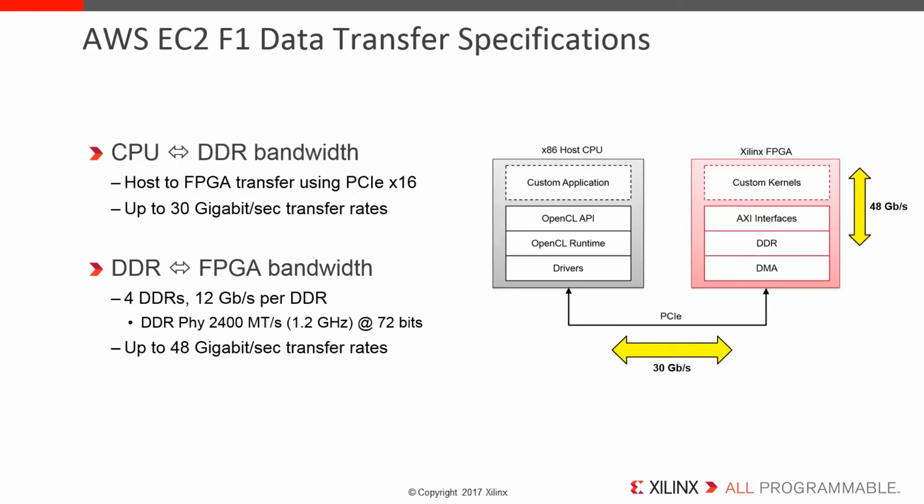If you look in more detail at the data transfer specification, you can see that up to 30 gigabits per second may be transferred from the host to the FPGA over a Gen 3 x16 PCIe link. Each FPGA connects to 4 banks for DDR, providing 48 gigabits per second transfer rate between the FPGA and the memory. This provides enough bandwidth and processing logic to accelerate any application.